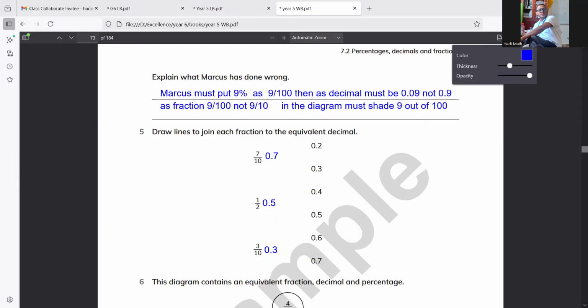Now you can see which one you would like to join. 7 over 10, you join it with 0.7. So immediately you join those together. And the 1 over 2, you join it with 0.5. So 0.5 goes with 1 over 2. And then the 3 over 10 goes with 0.3. Then you join 0.3 with 3 over 10. And that's how you should join each one of them.